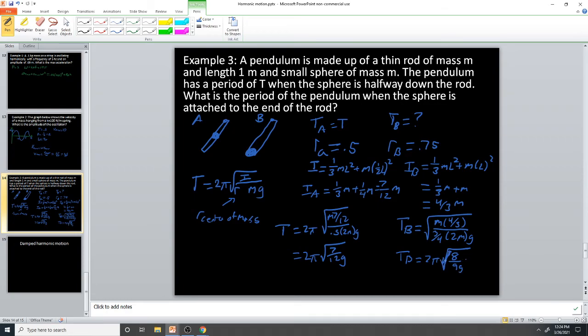Okay. So now I just want T B in terms of T. Basically T B equals 2 pi square root of 8 over 9 g divided by 2 pi square root of 7 over 12 g. When we do all that out, you get the square root of 96 over 63 times T. All right, that's it.